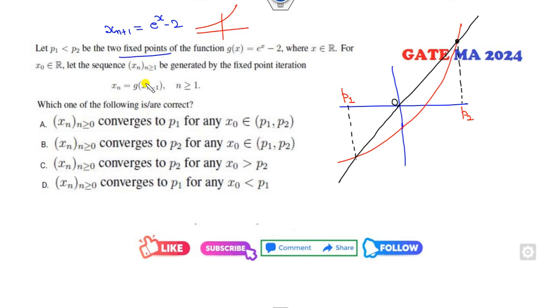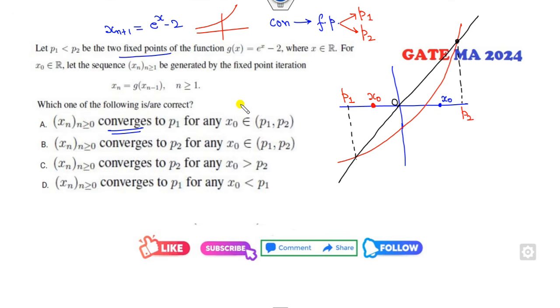Fine. Let the sequence be generated by this. Which of the following is convergent? Definitely it will be convergent, because it will converge to a fixed point. Now you have two fixed points, so either it will converge to P1 or to P2. First point, for any x naught in between P1 and P0, I can choose x naught here or here. That's my choice. So let's say I first choose x naught at this point.